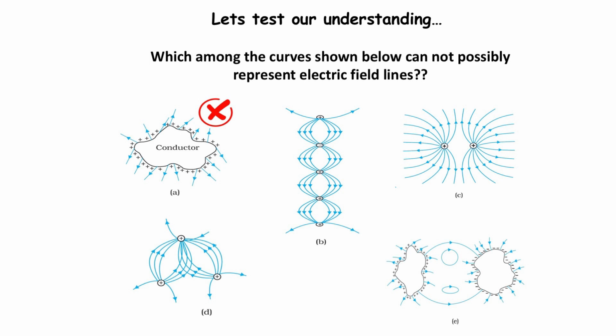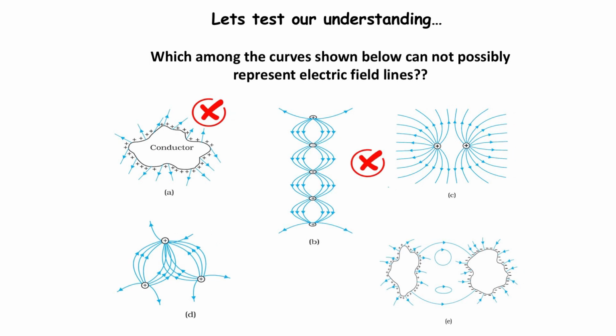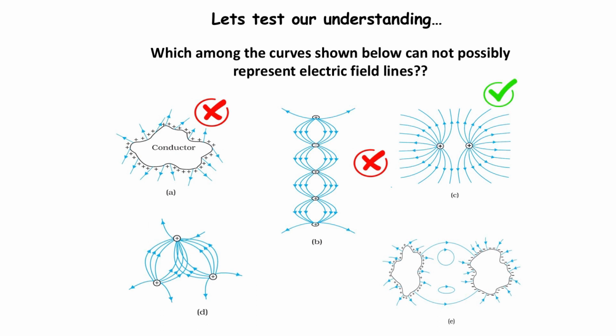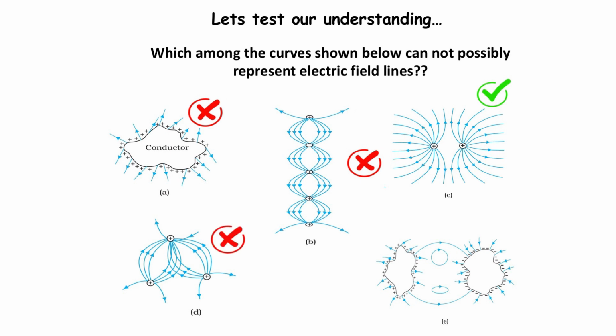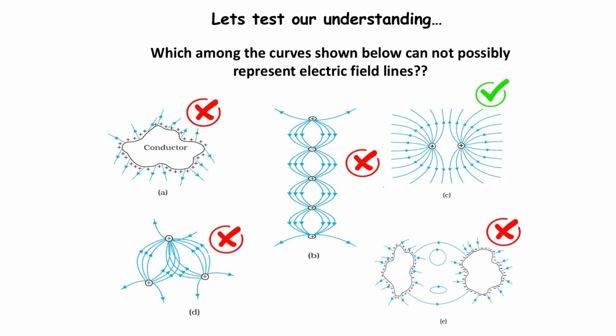So, this is wrong. The second one is also wrong, because electric field lines are originating from the negative charge, that is not possible. And the third one, is it correct? Yes, all rules are satisfied. Next one, is it correct? No, because electric field lines intersect each other, and the last one is also wrong, because they are forming closed loops, which is not correct. So, the third option is the right answer.